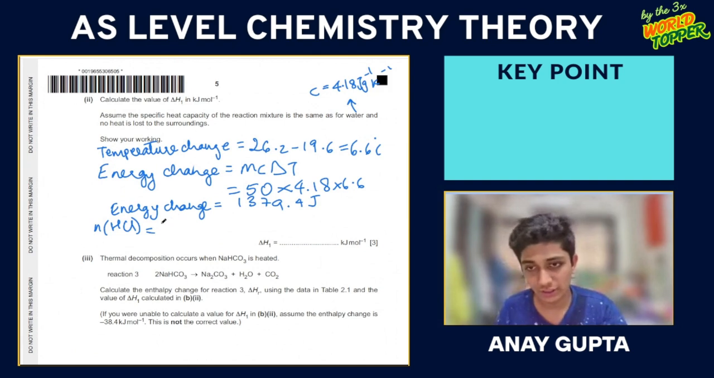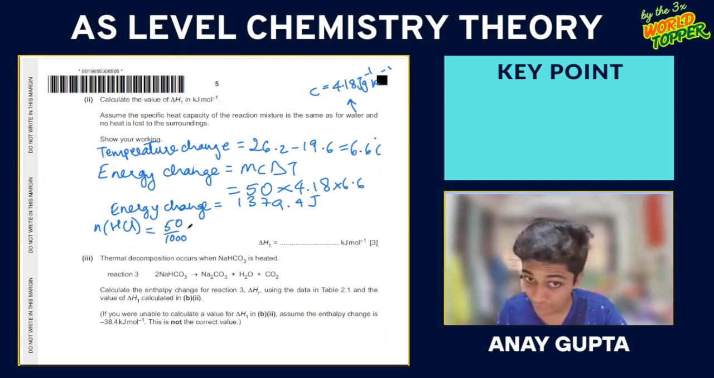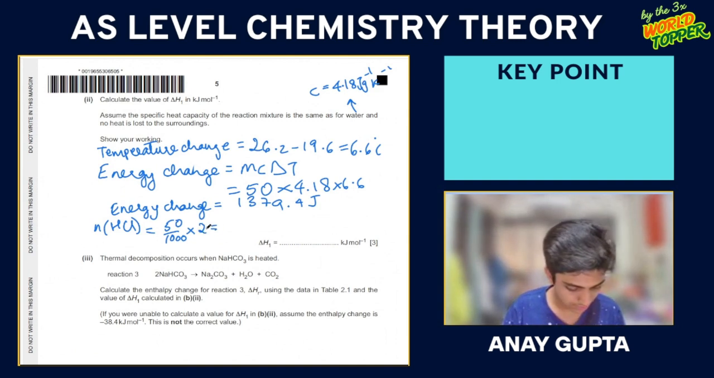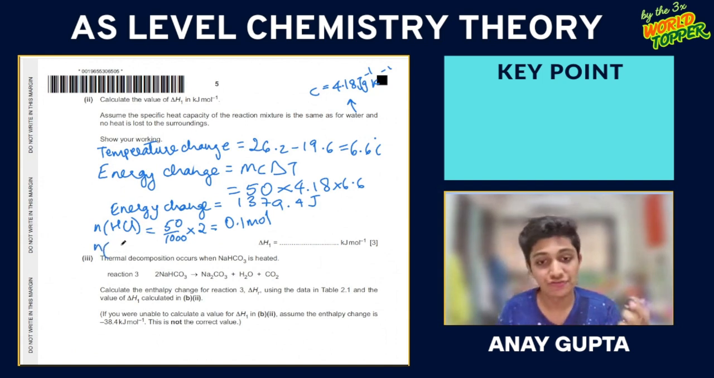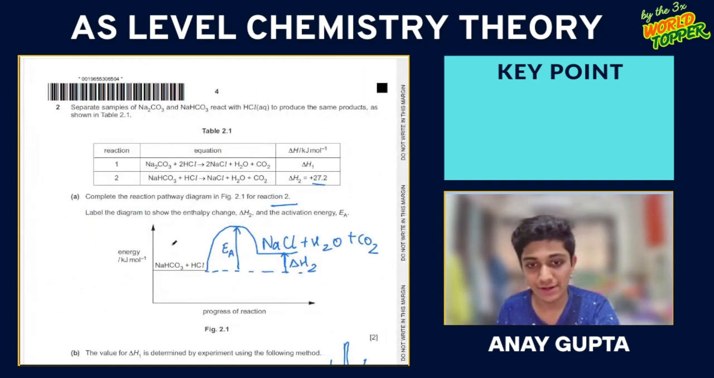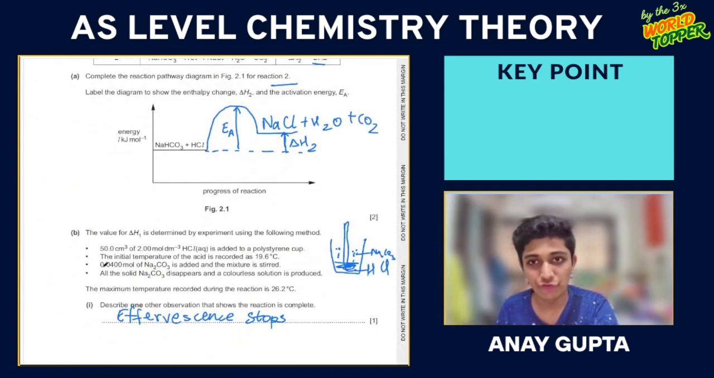So n over here is going to be 50 upon 1000, because we have to convert it into decimeter cube, into 2, which is going to equal 0.1 mole. And the moles for Na2CO3 over here are 0.04.